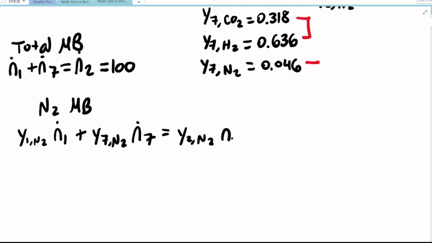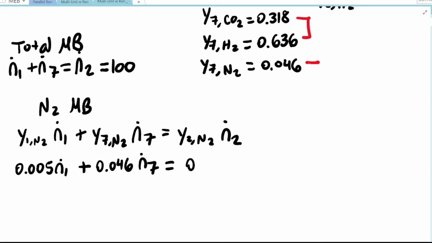Y2 N2 times N2 dot, which in this case, we can substitute in what we know. So we've got 0.005 N1 dot plus 0.046 N7 dot equals 0.02 times 100. So we've at least got the two. And looking at these two equations, what you'll see is that I've got N1 and N7 as my unknowns, and I've got them in both of these equations.